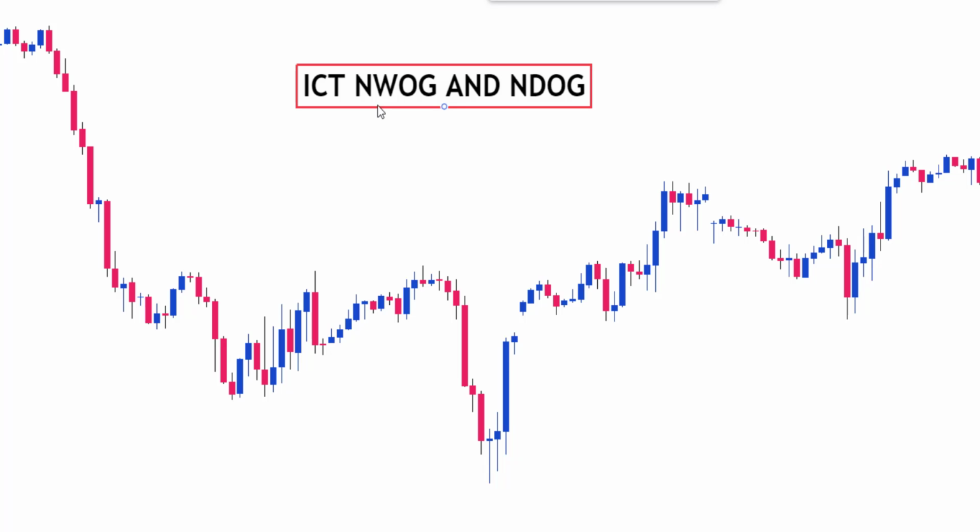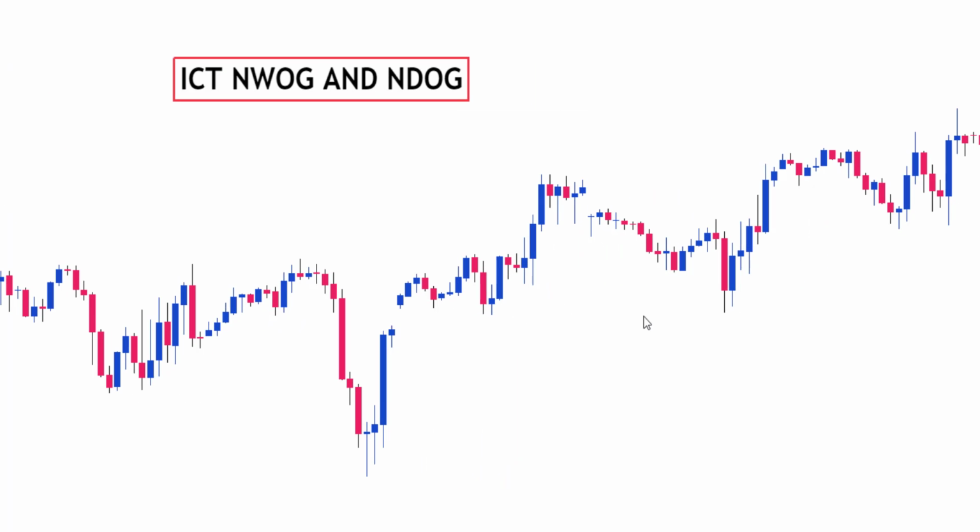What exactly is NWOG and NDOG? NDOG stands for New Day Opening Gap, and NWOG stands for New Week Opening Gap. This happens mostly in the futures indices. If you're trading currencies, you may not often see them there. They are mostly found in the futures indices such as S&P 500, US 30 and other indices. Even if you're trading currencies, you may see some of these occur, but they don't often occur in the currencies market. All right, so let's get into it.